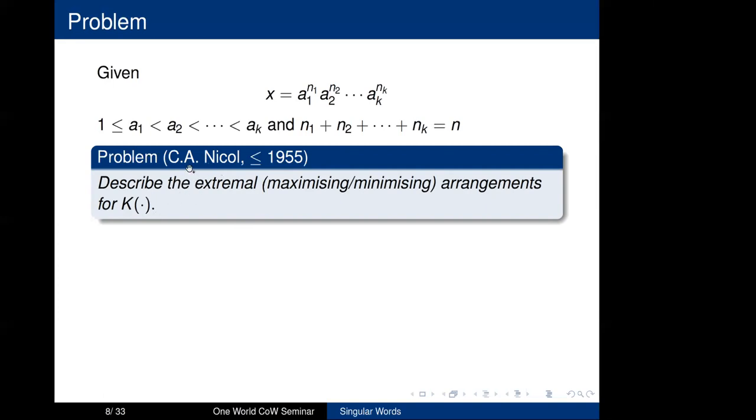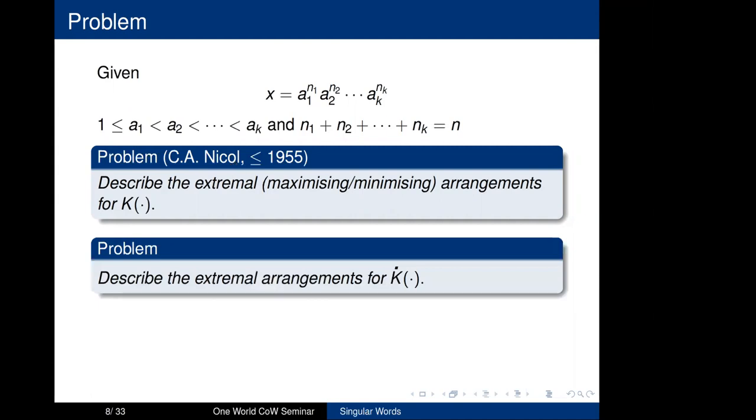So there's no suggestion here that this should be unique. In fact, we know that if you have an extremal arrangement and you take its reverse, then that's also extremal because K is invariant under reversal of a word. So there may be at least two, but the function K is very far from being injective. So there's a priori no reason that there can't be many more. But the problem was just to describe one, and this problem seems to be attributed to Nickel from the mid-50s.